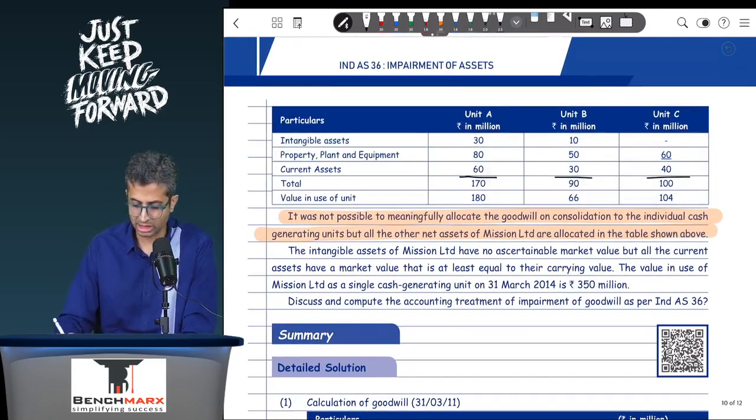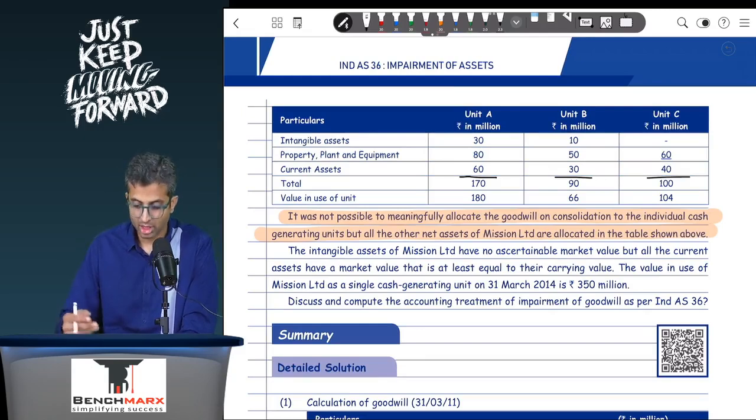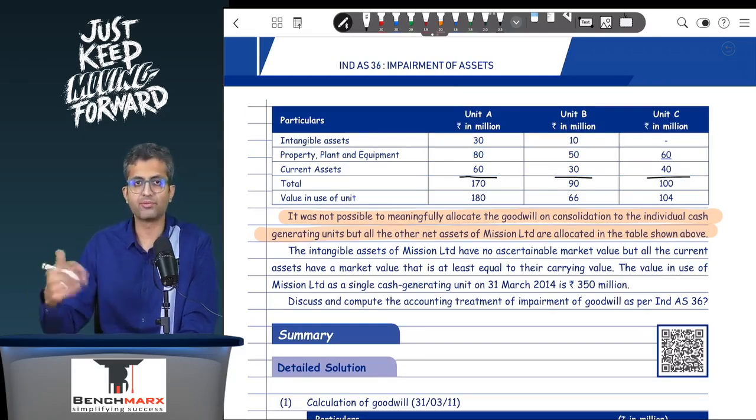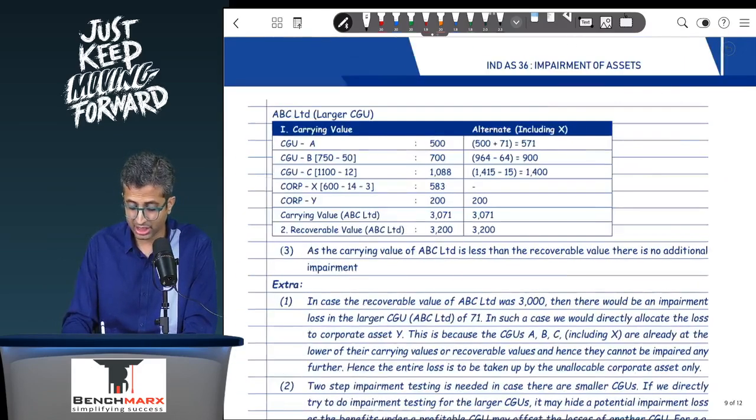And as a result, over here, you will do the impairment testing at 2 levels. First for the smaller CGU, that is A, B and C, and then for the entire unit, I think Mission Limited as a whole, which includes even the goodwill. So if I look at only A, B and C, is there any impairment? I don't have the net selling price. So is there any impairment?